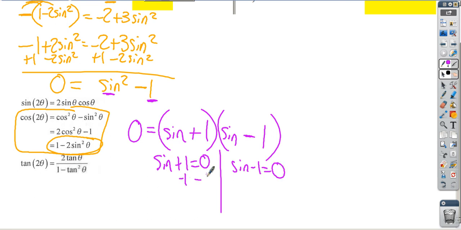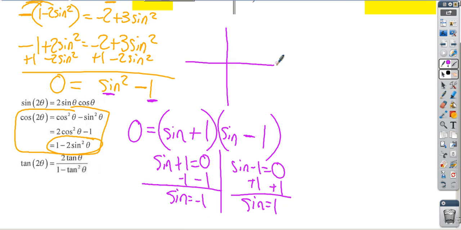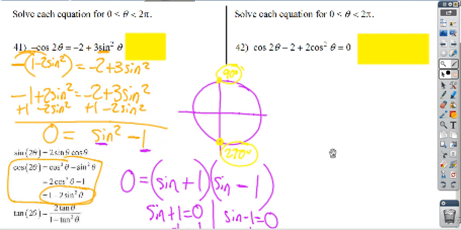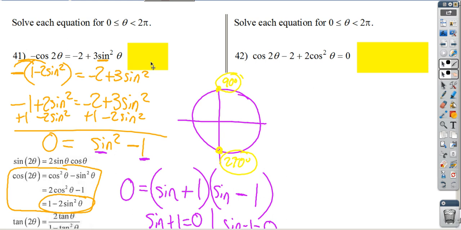And then we'll subtract 1 right here, and we'll get sine equals negative 1. We'll add 1 right here, and we'll get sine equals 1. Where does that happen? Here's the unit circle. Sine is the y-coordinate. So the y-coordinate is equal to 1 right here at 90 degrees. So that's one solution. And the y-coordinate is equal to negative 1 down here at 270 degrees. So that's another solution. So theta is equal to 90, and theta is equal to 270.